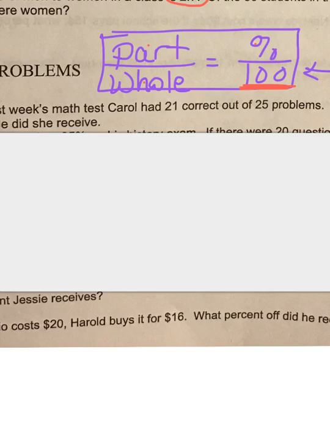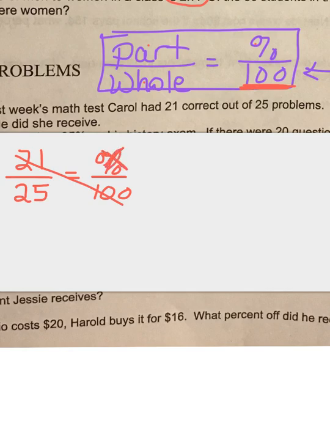It says, on last week's math test, Carol had 21 correct answers out of 25 problems. So if I'm writing a proportion, I would write my part is 21, the number she got right. The number of total questions was 25, equals percent over 100. And then I can cross multiply. I could put an X instead of that percent sign in there, that's fine.